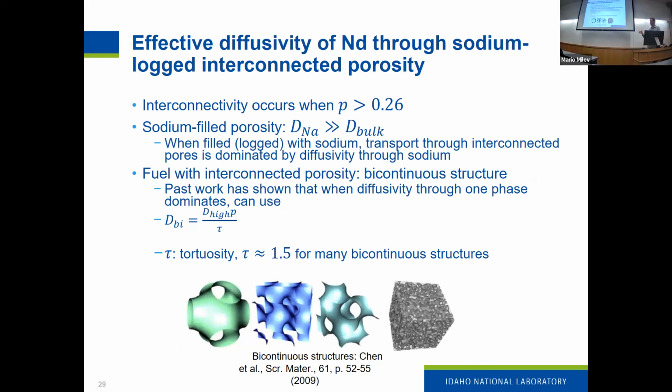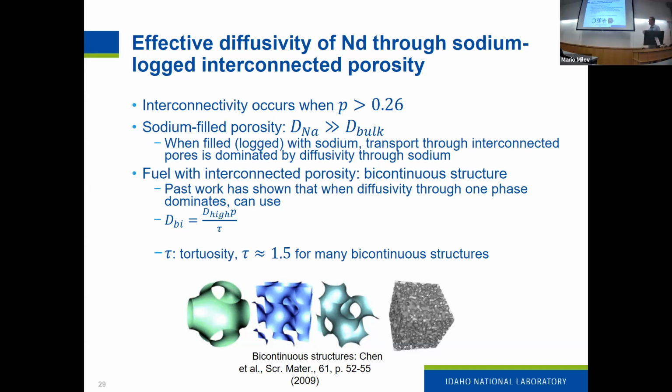The final step was for when sodium gets into that interconnected porosity. That happens when the porosity is above about 0.26. And as I said before, the neodymium diffuses much more quickly through the sodium than through the bulk. And so when the structure becomes fully interconnected, it becomes what's known as a bicontinuous structure. That's a structure where both phases are completely percolated from one side to the other.